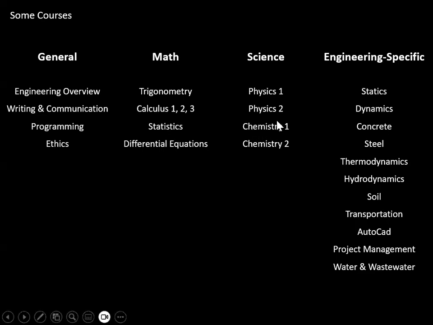I remember thinking chemistry 1 seemed a lot like high school chemistry, and chemistry 2 was more advanced and had to do with rates of reactions. And there are a bunch of other science classes too that I just didn't have to take for engineering, but much more. All right, engineering specific.